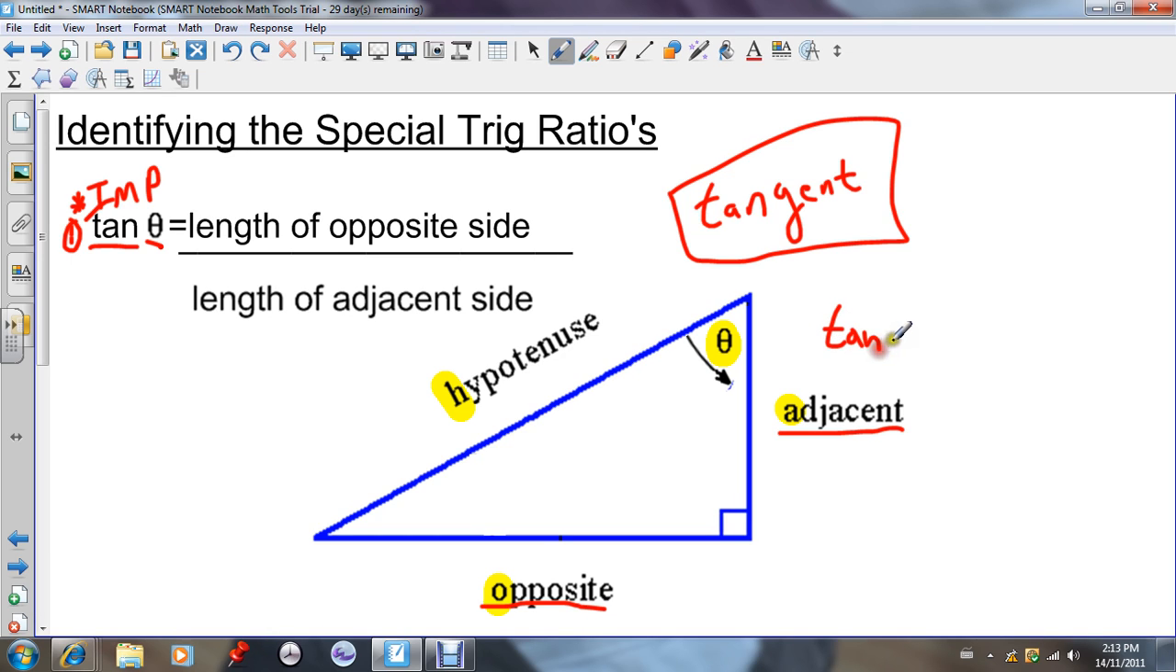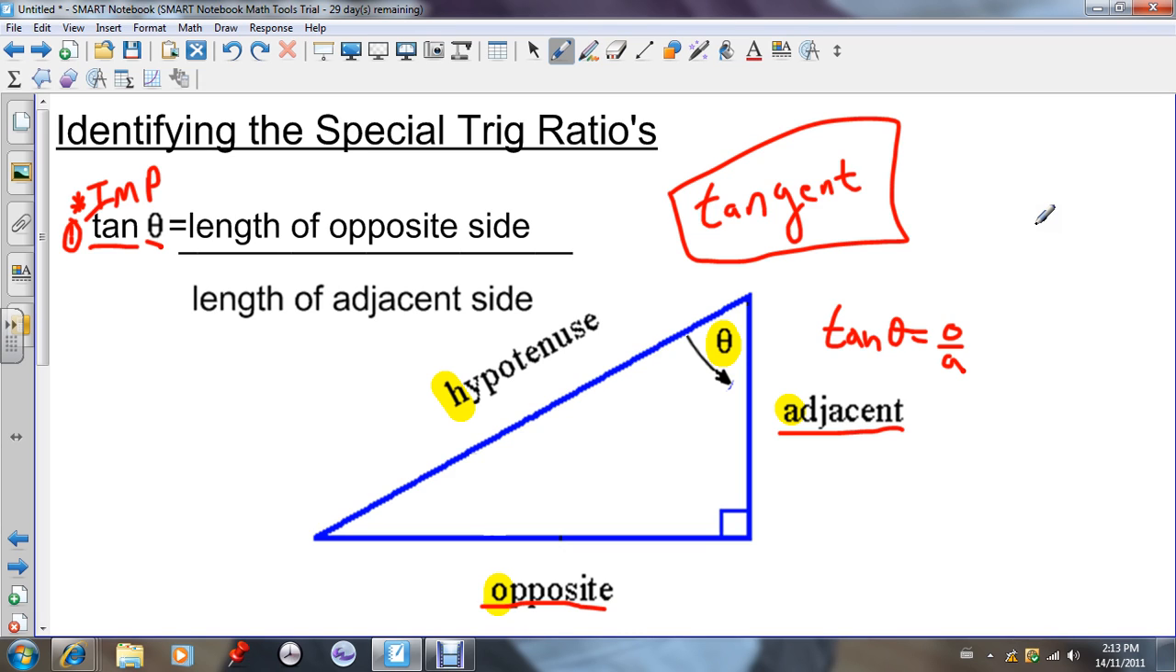The tan of an angle theta must equal the length of the opposite side divided by the length of the adjacent side. That's all it means. That's all we need to know. How does it work?